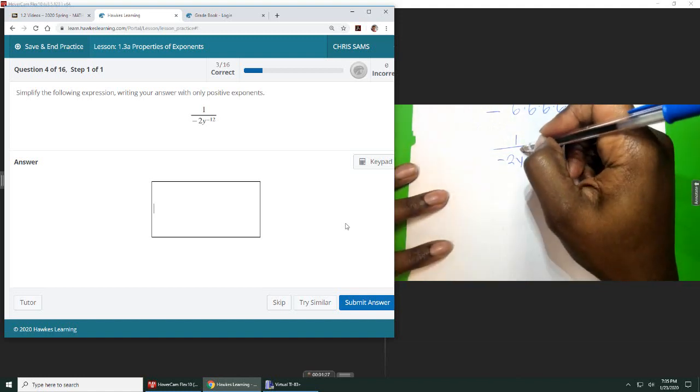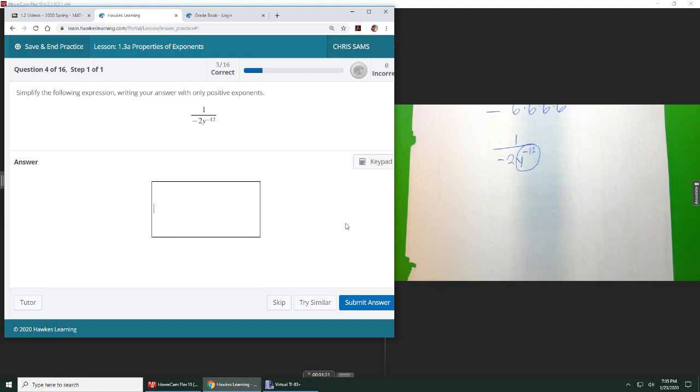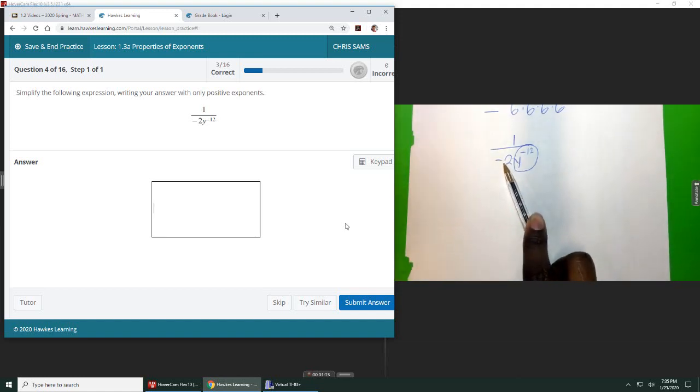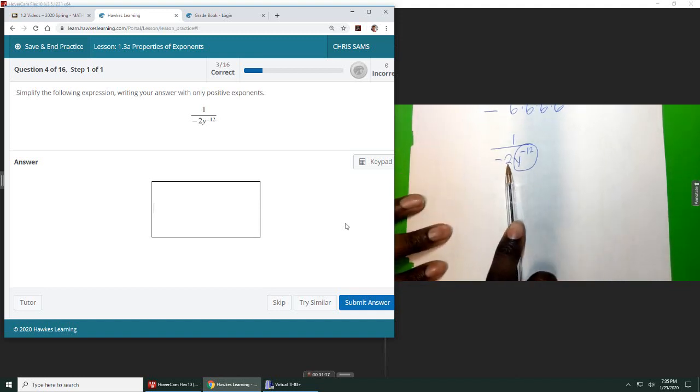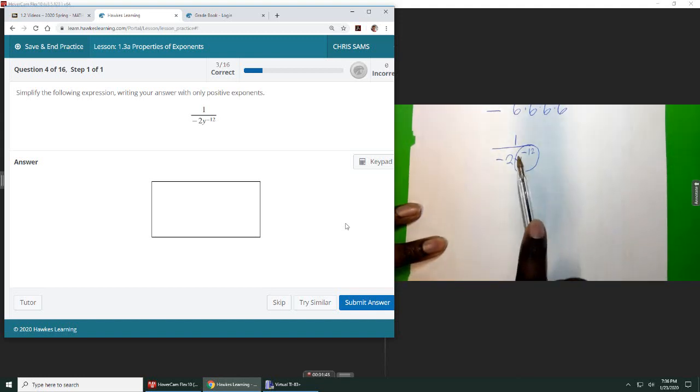Do not get overly excited. A lot of people see this negative on the 2 and they also want to move the 2. The 2 is just a negative number. It's not a negative exponent, okay? So that property is not going to affect the 2. The negative 12 is not going to affect the 2 because it's not in parentheses. It's only on the y.